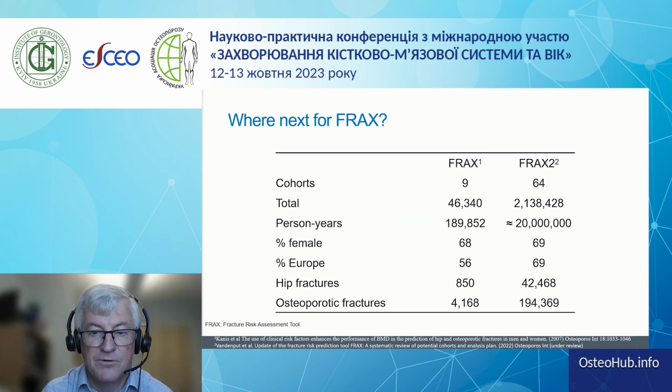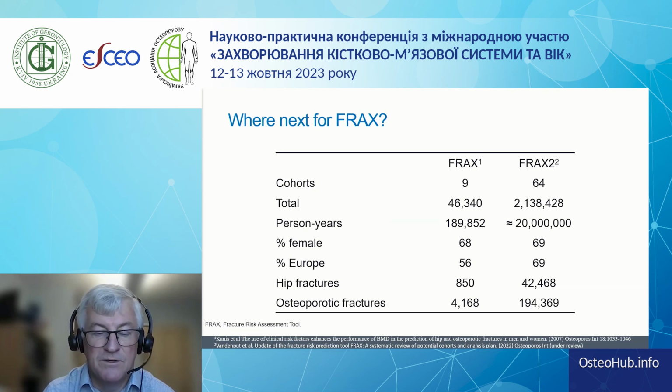Over the last 2 to 3 years, we've been collecting together data from updated cohorts from around the world. We now have access to 64 prospective cohorts, and that includes a total of just over 2 million men and women. We have approximately 10 years follow-up in most of those cohorts. So we've got about 20 million person years of follow-up. And we almost have as many incident hip fractures as we had total number of people in the original FRAX model analysis. We now have just under 200,000 incident osteoporotic fractures.